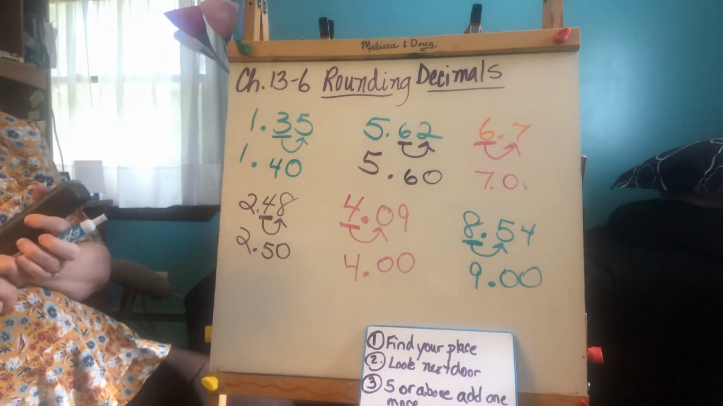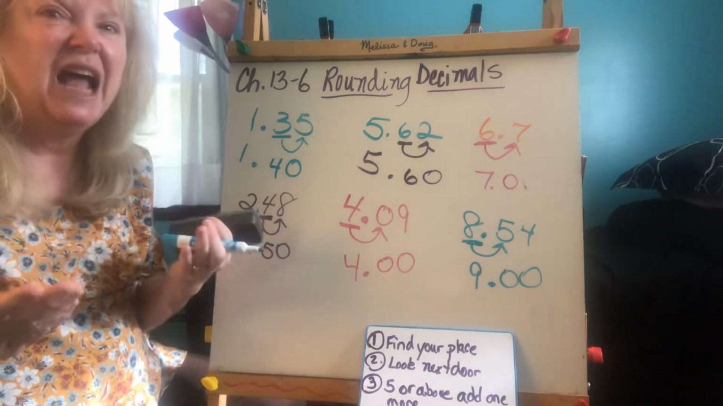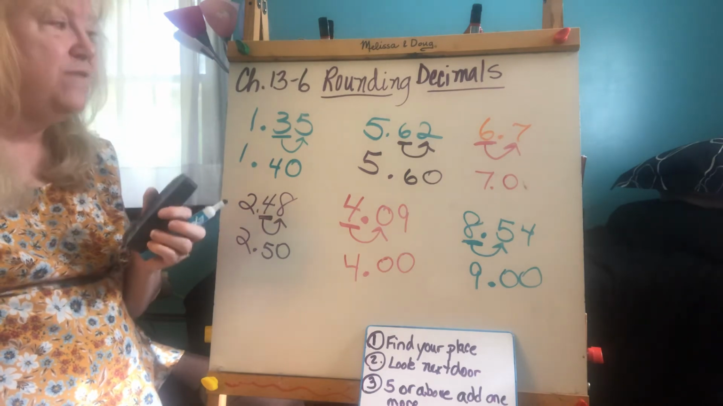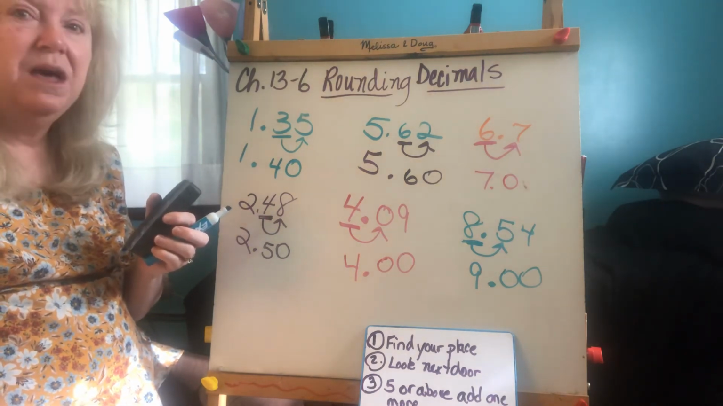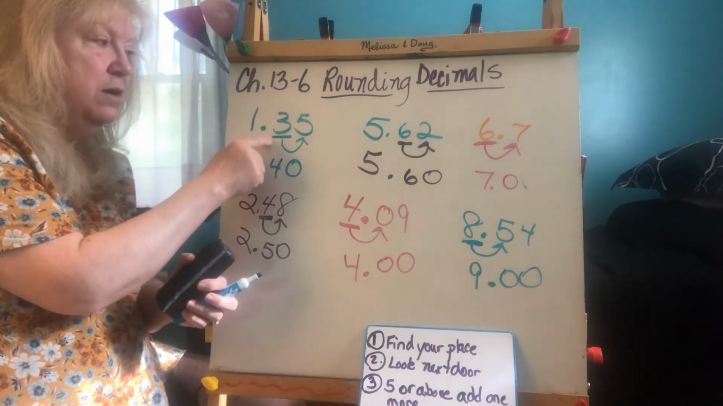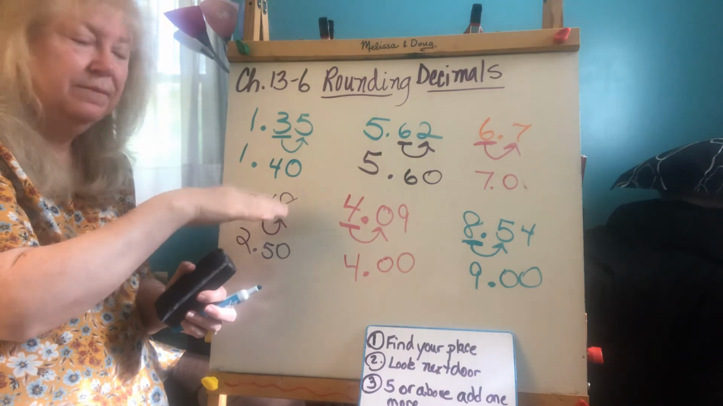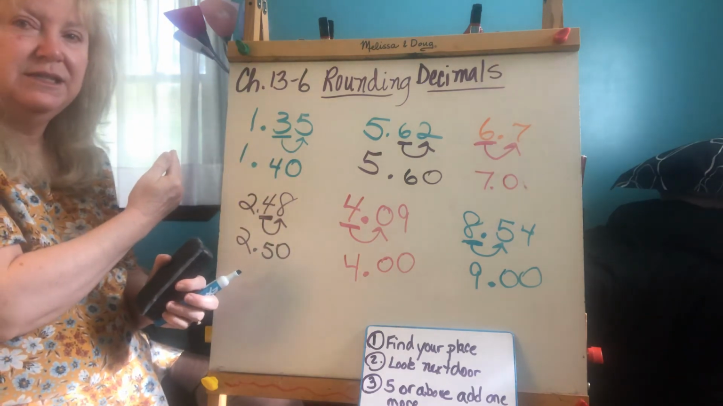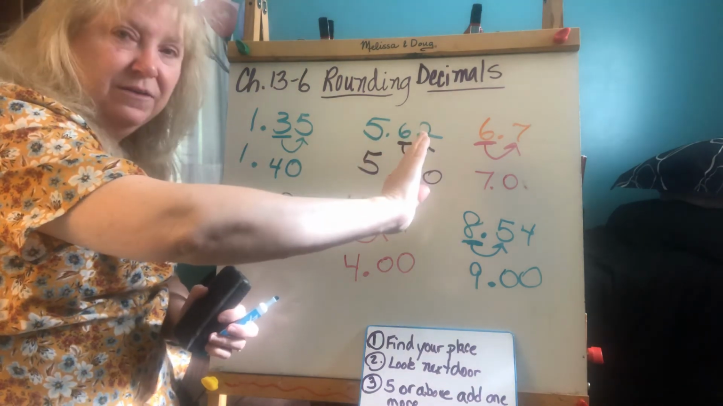Once you know how to do that, it's the same. It's exactly the same as whole numbers. Nothing has changed. Find your place, look next door. 5 and above, add one more. 4 and lower, stays the same. Everything before the underline stays the same. Everything after the underline zeros his name.